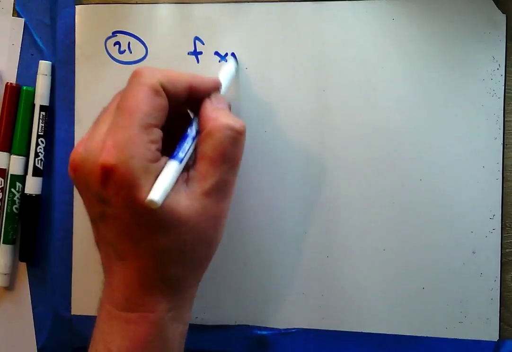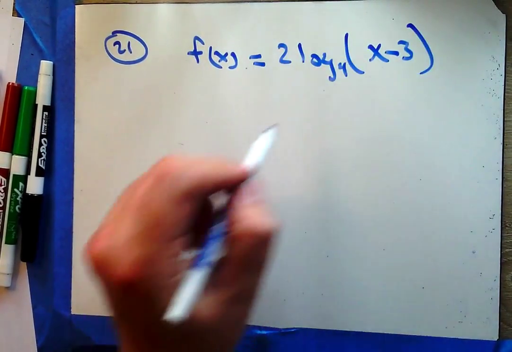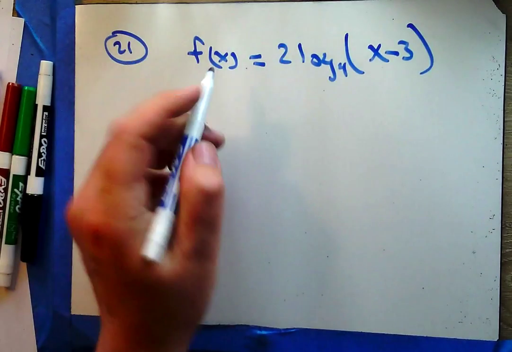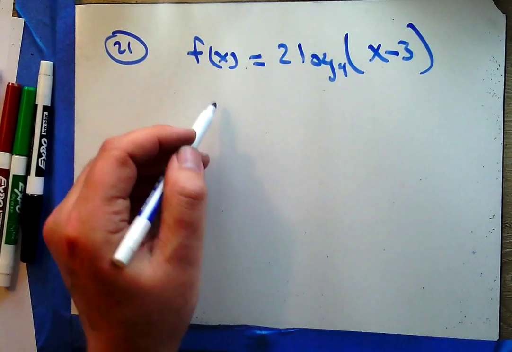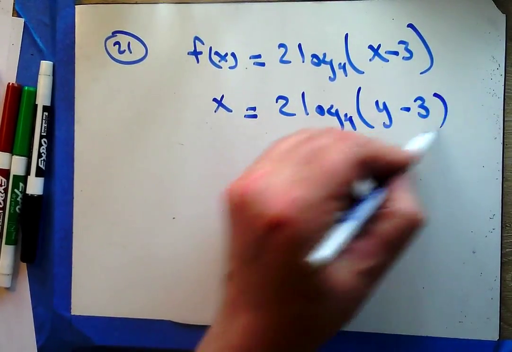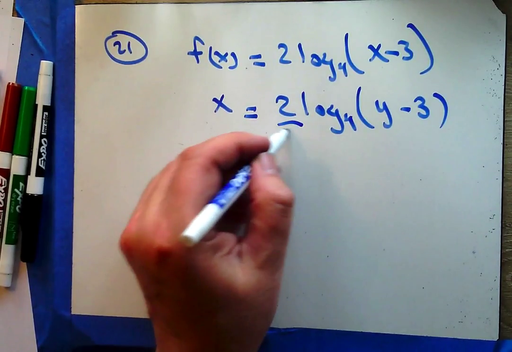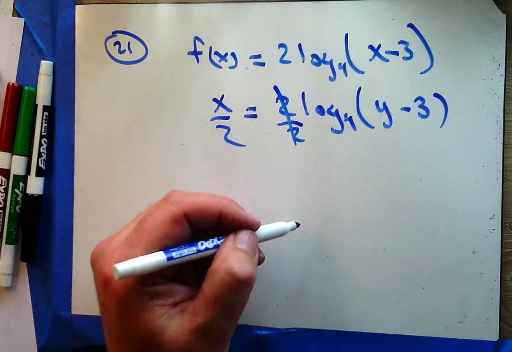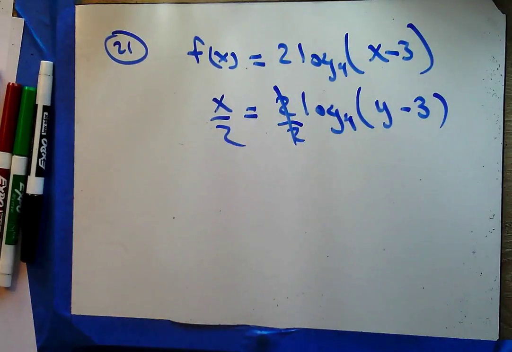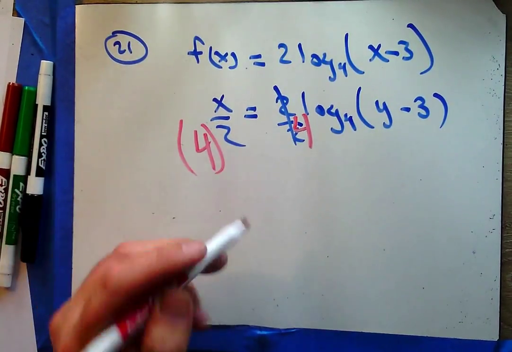How about 21? 21 says f of x equals 2 log base 4 of x minus 3. Okay, well, this should be a little more humane. I'm going to switch my x's and y's and have x equals 2 log base 4 of y minus 3. Now I can't exponentiate yet until I get rid of that 2. I'm going to divide both sides by 2. And now that I have this log base 4, I need to exponentiate with 4 on both sides.